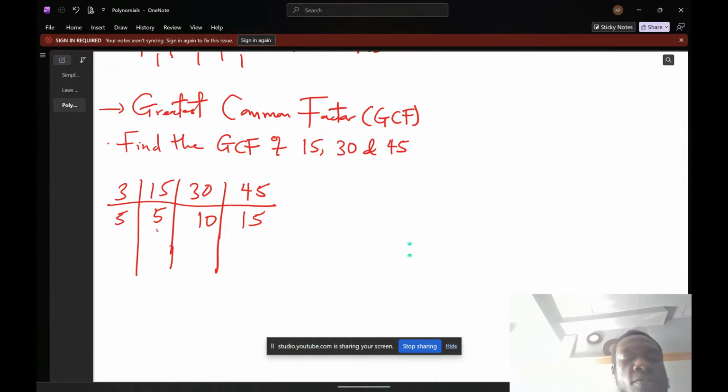So 5 divided by 5 is 1. 10 divided by 5 is 2. 15 divided by 5 is 3. So therefore, the GCF is 3 times 5, which is equal to 15.